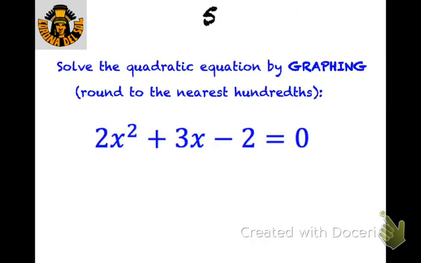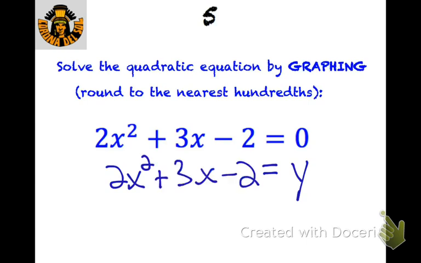Okay, next one. This one is with the calculator, so I won't be able to show this one as well because my calculator doesn't work from home. But what you do is you replace the 0 with a y, and you just graph this. And then when you graph it, you're looking for the real zeros. You're looking for where it crosses the x-axis.